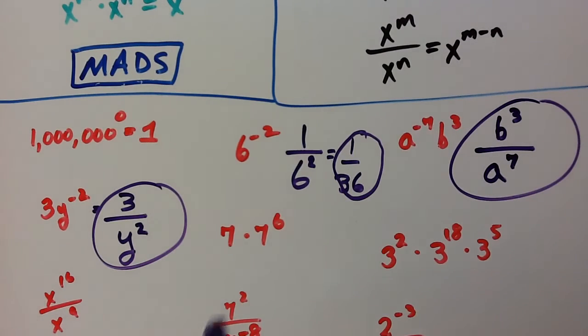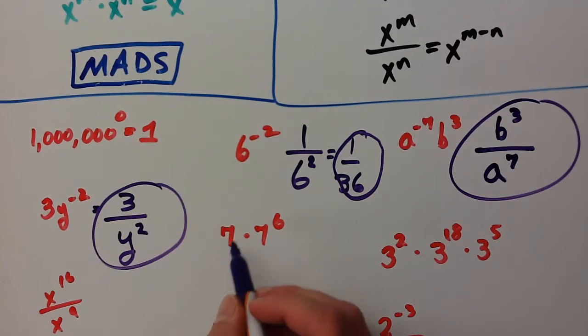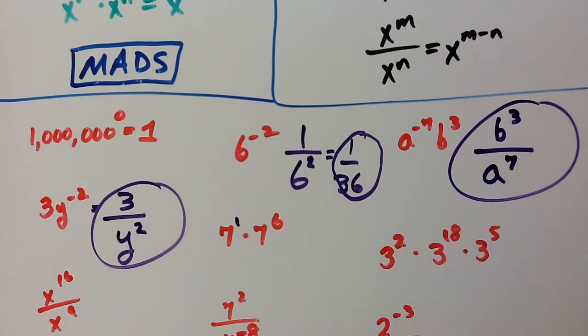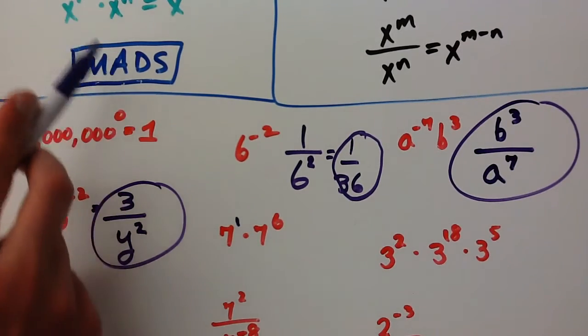Next example, we have 7 times 7 to the 6th. So we're multiplying with the same base, right? The exponent on the 7 could be 7 to the 1st power, because when the exponent is not written, it's understood to be 1. So we're multiplying powers with the same base, so we can use MADS. This is the product rule.